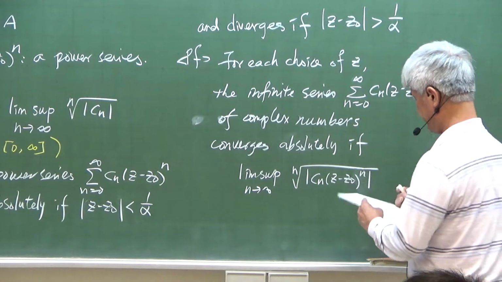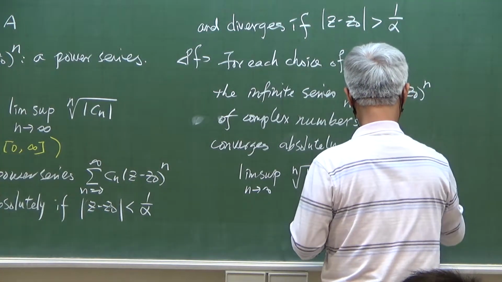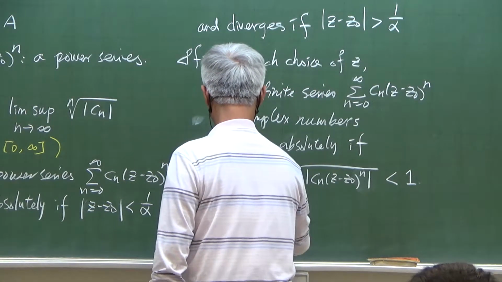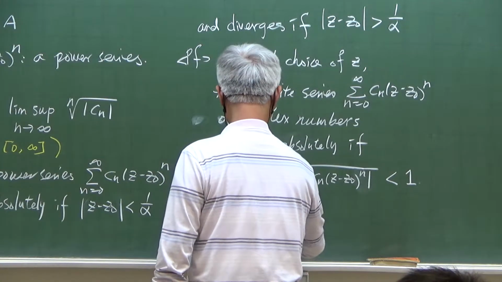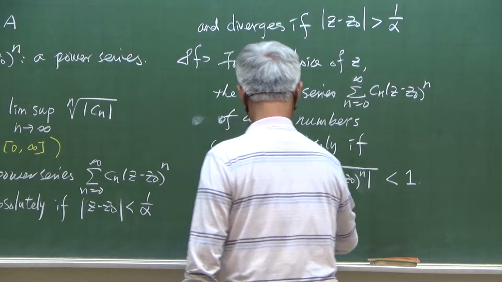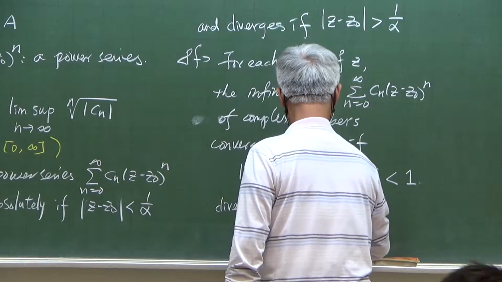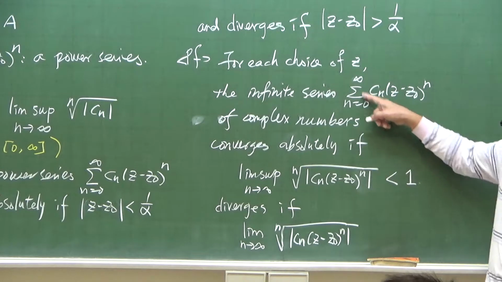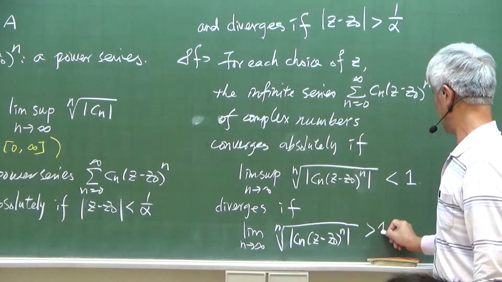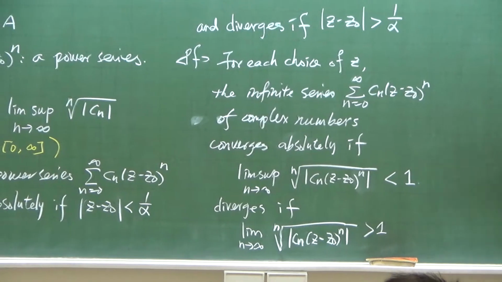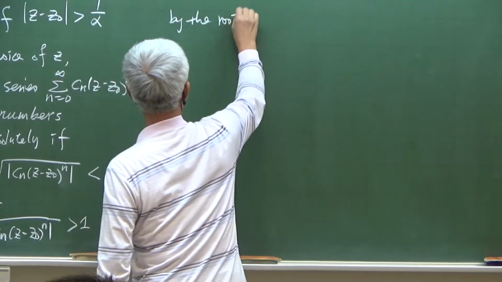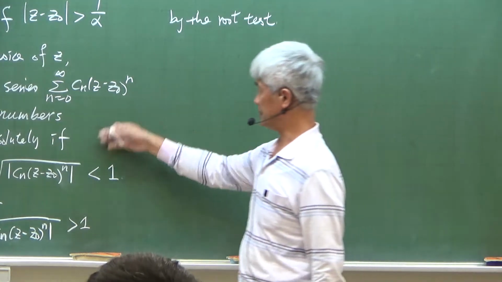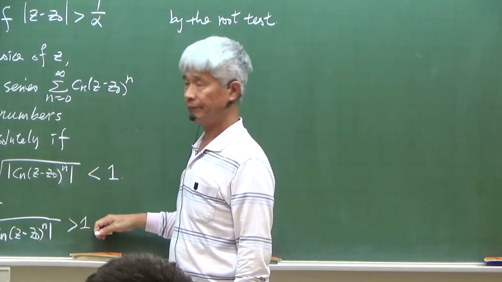is less than 1, and diverges if the limit superior of the nth root of the absolute value of c n times z minus z0 to the nth power, which is just the term here, is greater than 1. So by the root test, we have this test according to the threshold 1 here.